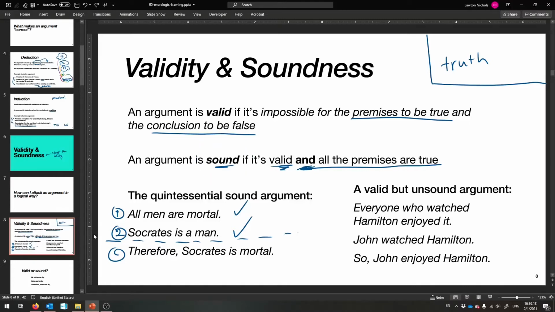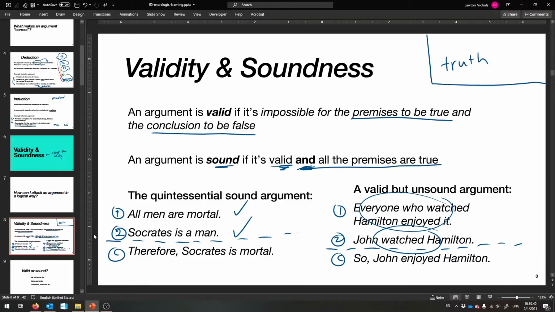All right. Here is a valid but unsound argument. Are you ready? Again, we've got some premises, 1, 2, you can pick them out yourself, and then a conclusion. I like to draw a little line between them to show the difference. This is a valid but unsound argument. So let's prove it's valid. Everyone who watched Hamilton enjoyed it. We're assuming that. And then John watched Hamilton.